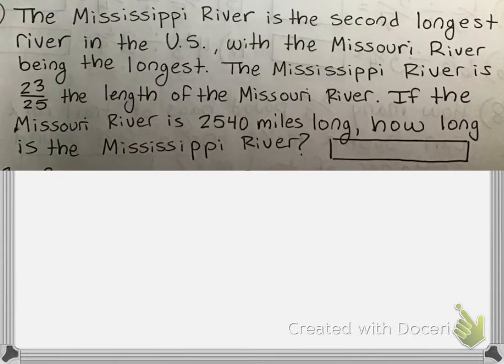So let's read this one. The Mississippi River is the second longest river in the United States, with the Missouri River being the longest. The Mississippi River is 25th the length of the Missouri River. If the Missouri River is 2,540 miles long, how long is the Mississippi River? Who would like to set up this problem for me? So we got a lot of words here. Who would like to set it up? Dolan, let's set this problem up for me.